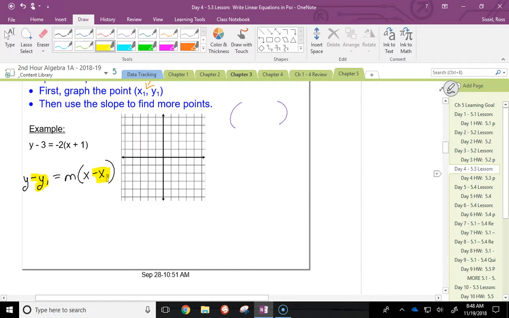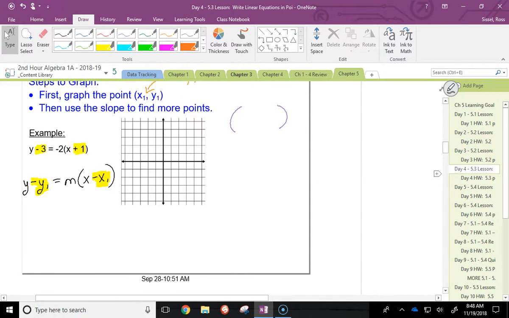Okay? Now, when I look at this, my coordinates here, when I write them down, are going to be the opposite. So, my first coordinate, x1, if I look up here, it's saying it's a positive 1. The opposite of positive 1 is negative 1. So my x coordinate is negative 1.